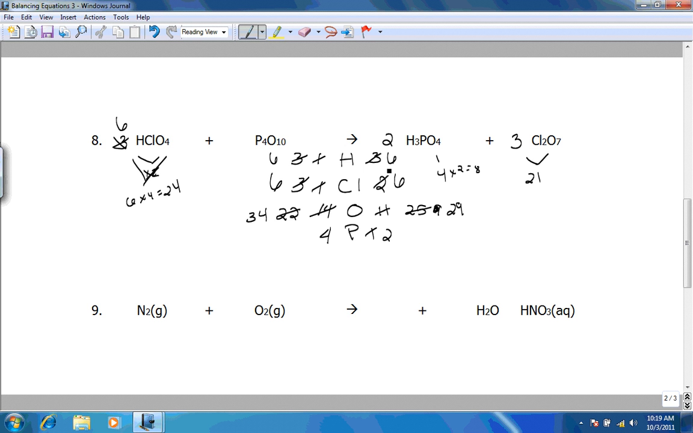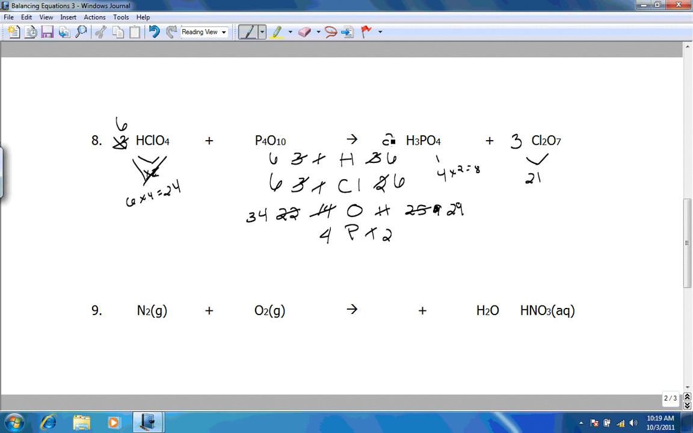Okay, so hydrogens are balanced, chlorines are balanced. I'm going to skip oxygens for now because I have so many of them going on. But I am going to go to phosphorus now. 4 on the left. I have 2 on the right, and I need 4. So that means we're going to basically have to redo all the hydrogens and chlorines again. But that's okay. Remember, some of these just take a long time.